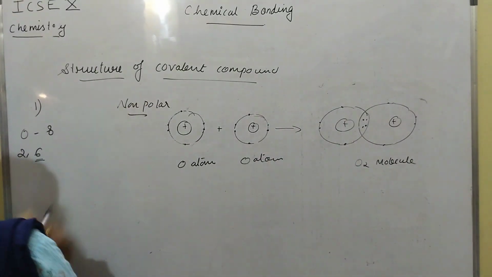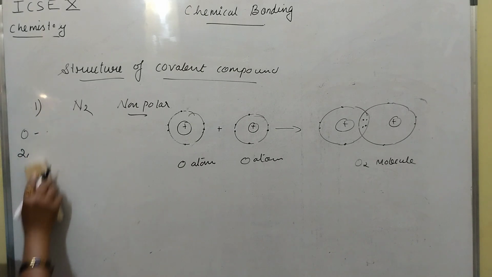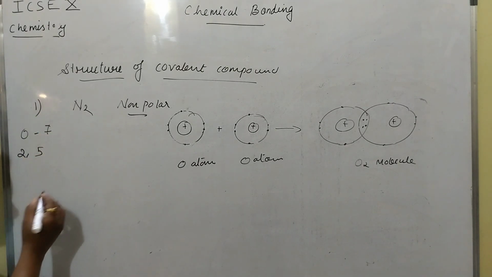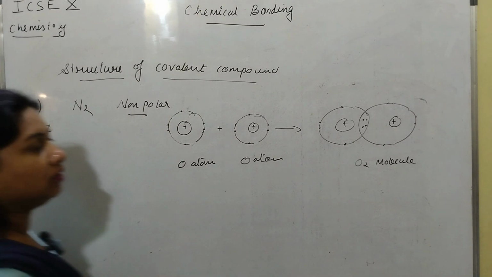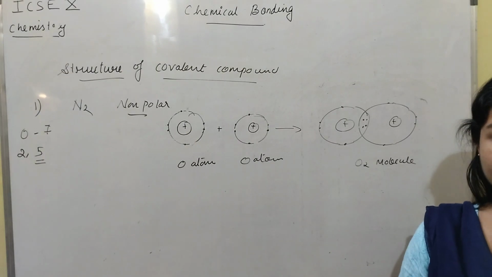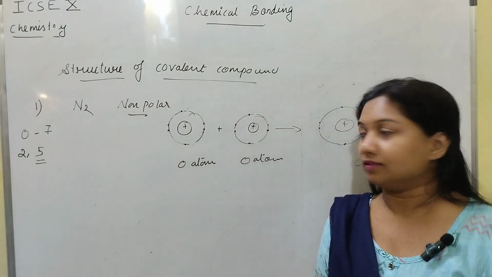Then we will take nitrogen. Atomic number 7, configuration 2, 5. So it is short of 3 electrons to complete the octet. Now those 3 electrons it will get by sharing electrons from another nitrogen atom.